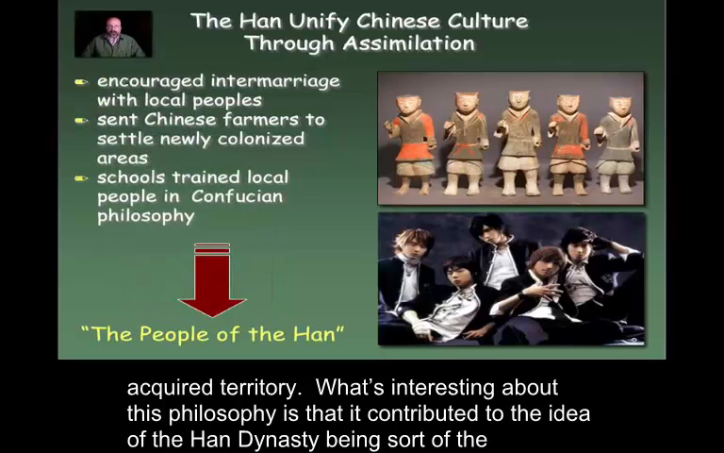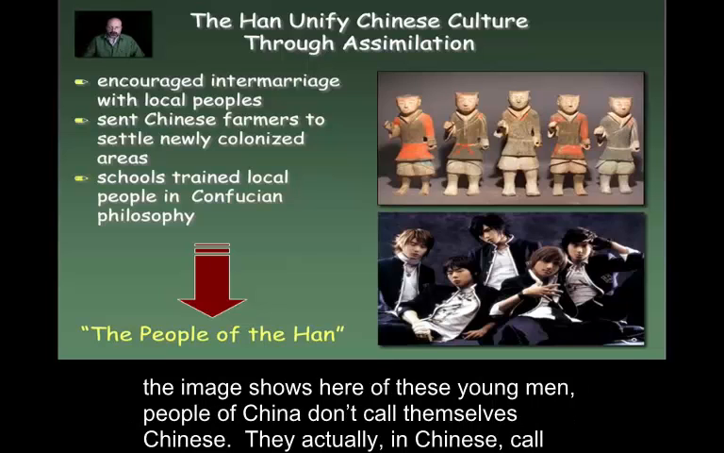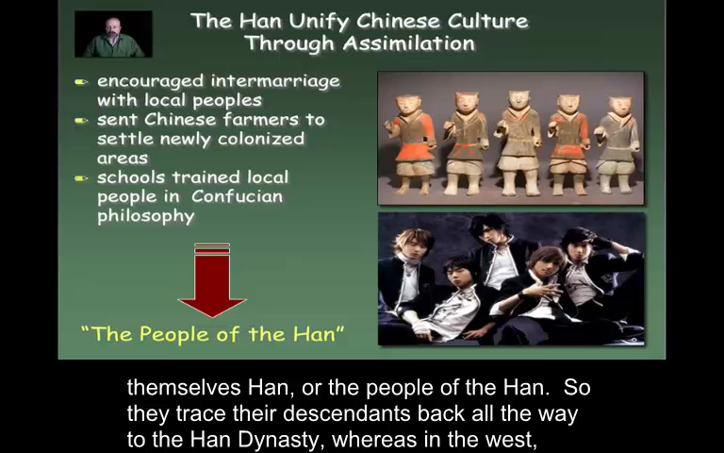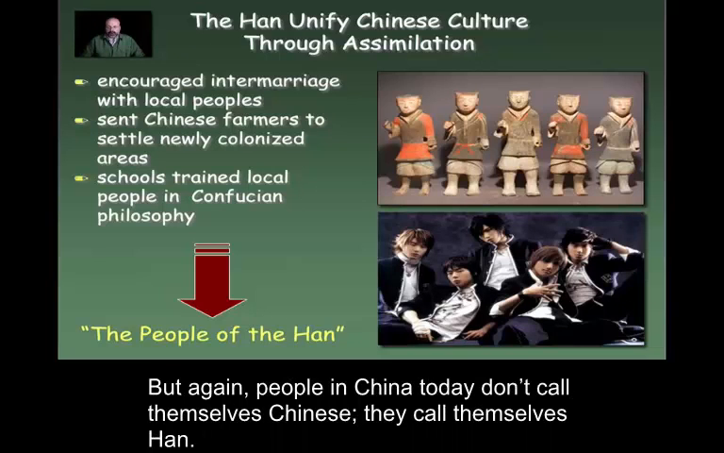What's interesting about this philosophy is that it contributed to the idea of the Han Dynasty being sort of the representation of what we would call Chinese culture today. So this concept of the people of the Han. Today, if you go to modern China, like the image here shows of these young men, people in China don't call themselves Chinese. They actually, in Chinese, call themselves Han, or the people of the Han. So they trace their descendants back all the way to the Han Dynasty, whereas in the West, people call it China, because that's actually a reference to the Qin Dynasty, which was the short dynasty that preceded the Han Dynasty. But again, people in China today don't call themselves Chinese, they call themselves Han.